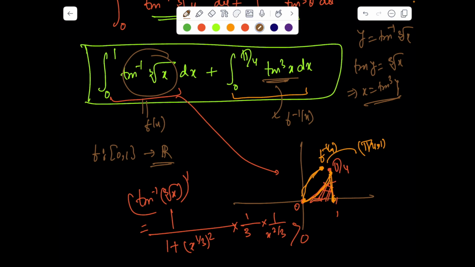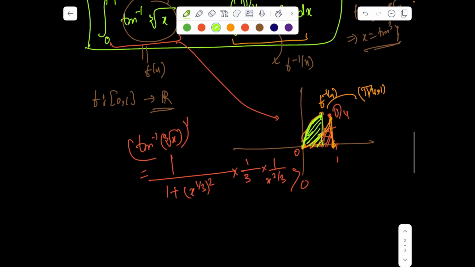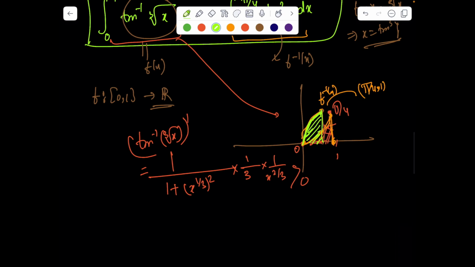Now what is basically the integration? If I integrate this with respect to x-axis from 0 to pi by 4, I'm going to get this area, right? So let me use a different color. So this is f inverse x, which will give this area with respect to x-axis. And that's basically the same, because the area bounded by f inverse x with x-axis is the same as the area bounded by f x with y-axis, because you can clearly rotate this by 90 degrees.